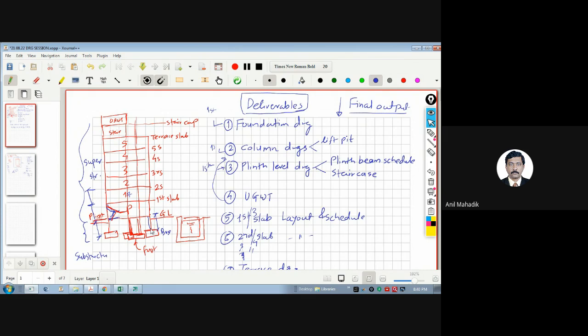We cast the column till the base, that is till the plinth first. Then I will cast the column from plinth to first floor level. Then I will cast the column from first to second level, as per the construction sequence. So what is the construction sequence? Anybody, please? First क्या होता है? पहले क्या होगा?